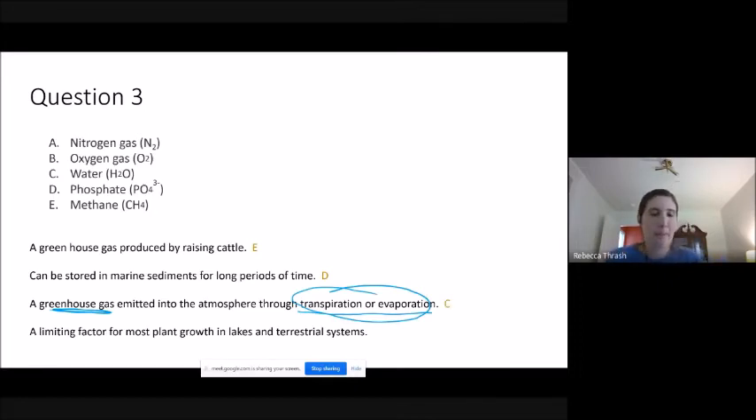So that is C. So a limiting factor for most plant growth in lakes and terrestrial systems, definitely going to be phosphate. We can't pick nitrogen gas because remember, this has to actually be fixed into a form before it can be used by plants. So that would not be a limiting factor.